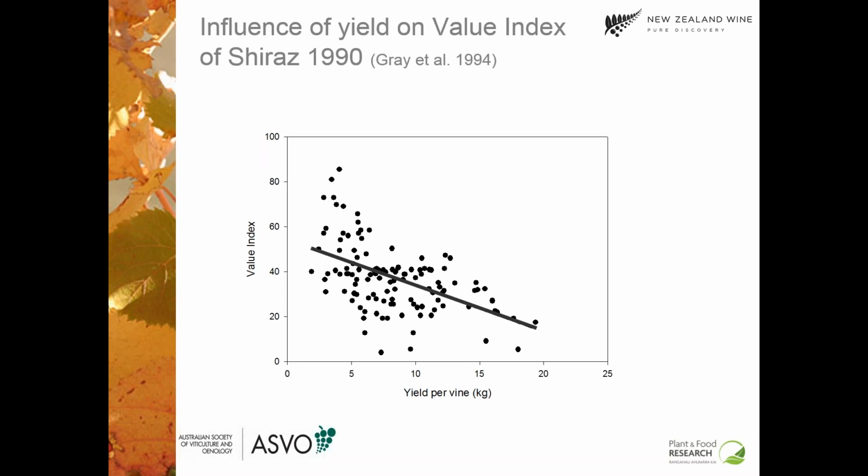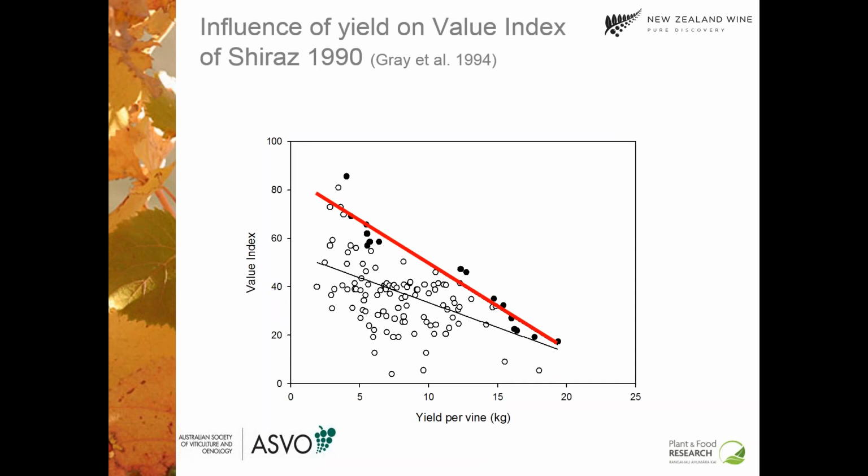Here's the data. Across the bottom we've got yield per vine, and up the y-axis the value index of individual vineyards. And the regression line there is the line that John fitted to the data. What that suggests is that higher yields result in lower value index, lower yields result in higher value index. However, in discussion with John, I suggested that maybe this is a better line that should be fitted. This is a boundary line. Basically, it suggests this is the maximum value that you can get at any particular yield.